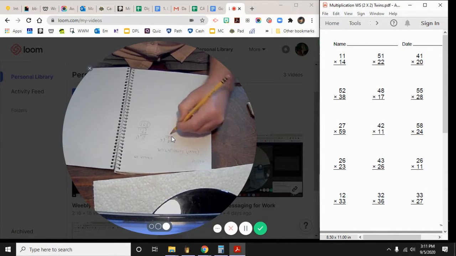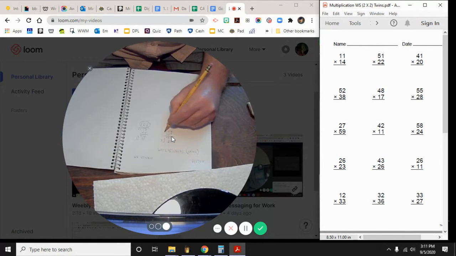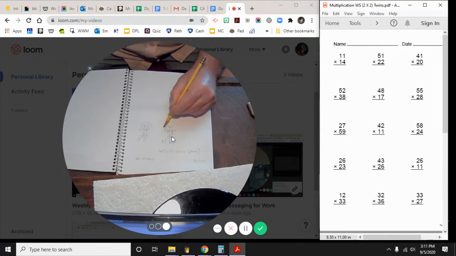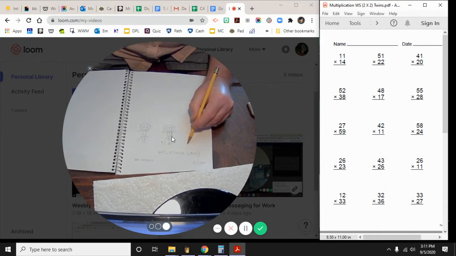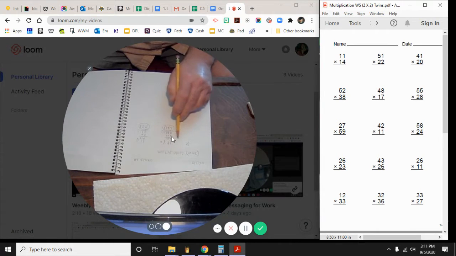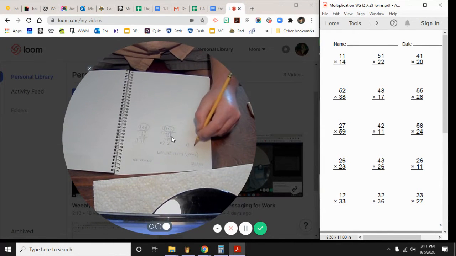2 times 1 is 2. 2 times 5 is 10. Add your 0, 2, and 10. 1,122. Hopefully I'm getting these right because I know I'm kind of fast. Next problem, skip a couple spaces over here. There's some space. And do our next problem.